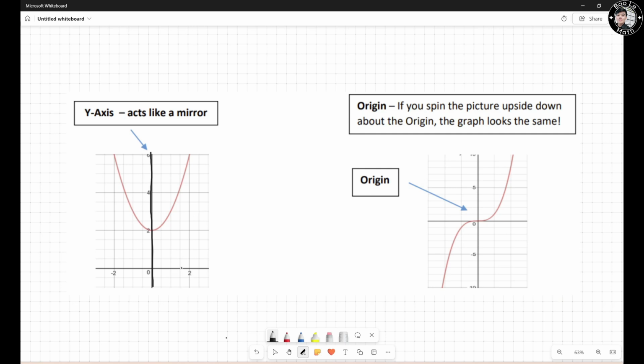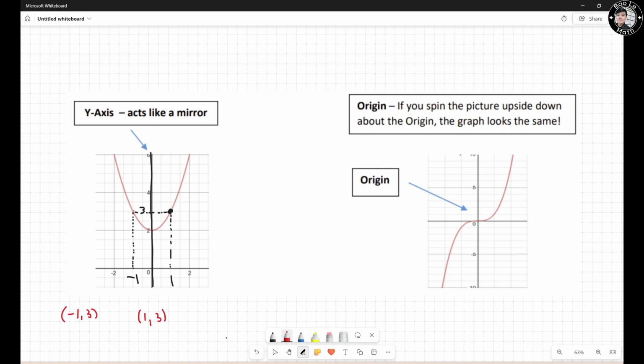Now, if you pick a point on the graph, so I'm going to pick this point right here. I have the x value, it's going to be 1, and the y value is going to be 3. Now, I have the same point on the left-hand side. It's going to be negative 1 and y equal to 3. So you see that the left point right here is negative 1, 3, and the right point right here should be 1, comma 3.